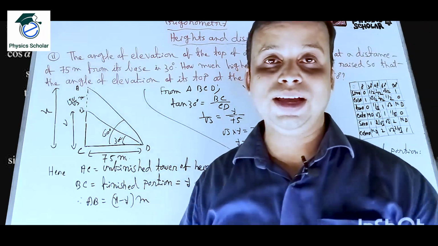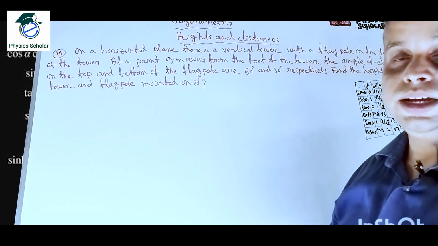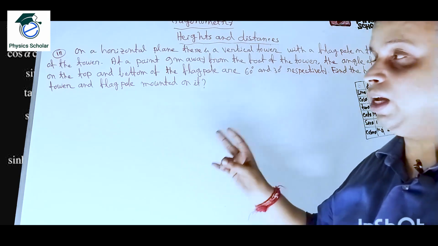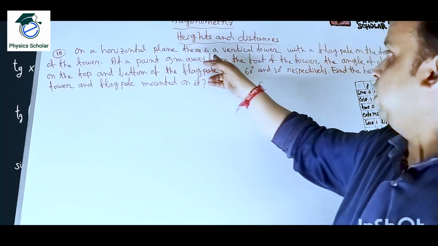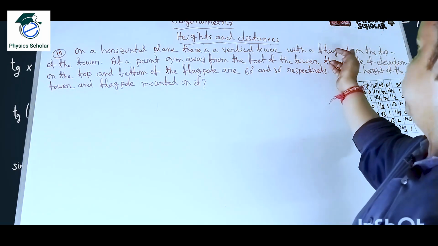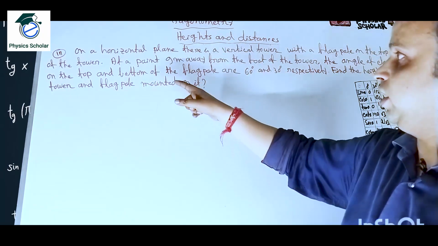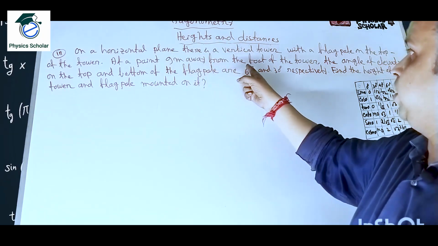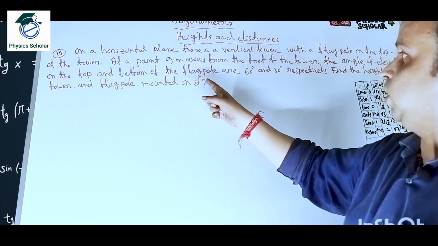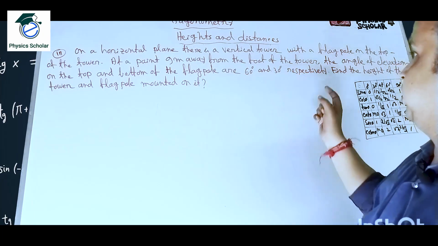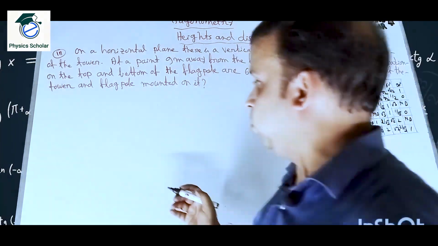So now let us move to sum number 3. So students, here sum number 3 is almost similar to the previous sum number 2. On a horizontal plane, there is a vertical tower with a flagpole on the top of the tower. The tower is there, and at the top of the tower there is a flagpole, clear. So if from a point 9 meter away from the foot of the tower, the angles of elevation of the top and bottom of the flagpole are 60 degree and 30 degree, we have to find out the height of the tower as well as the height of the flagpole, clear.